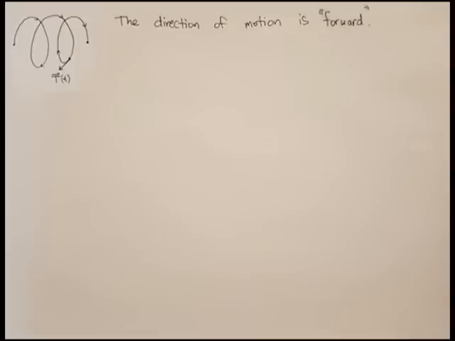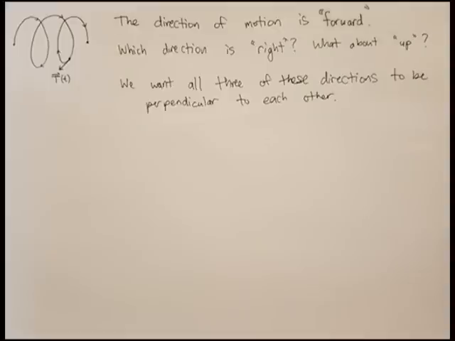Going back to our particle flying through space, using the unit tangent vector, we are able to find the direction of forward motion. But what about right? And what about up? We need a systematic way of defining these directions so that everyone working on the same problem has the same set of coordinate axes. And in particular, we want to make sure that these three vectors are perpendicular to each other.